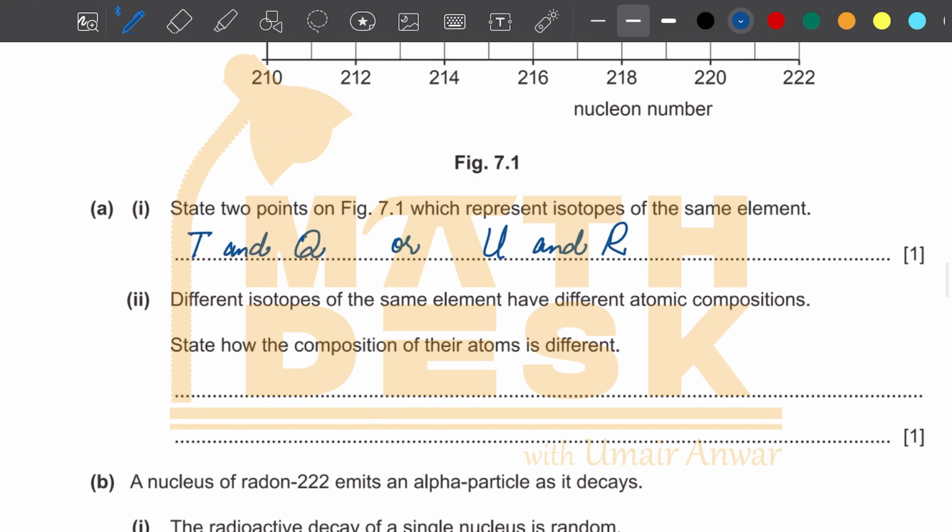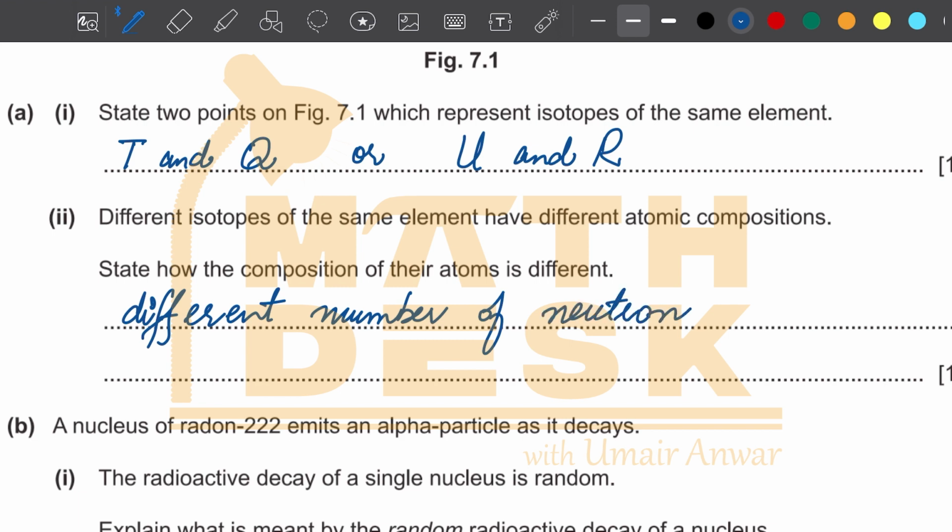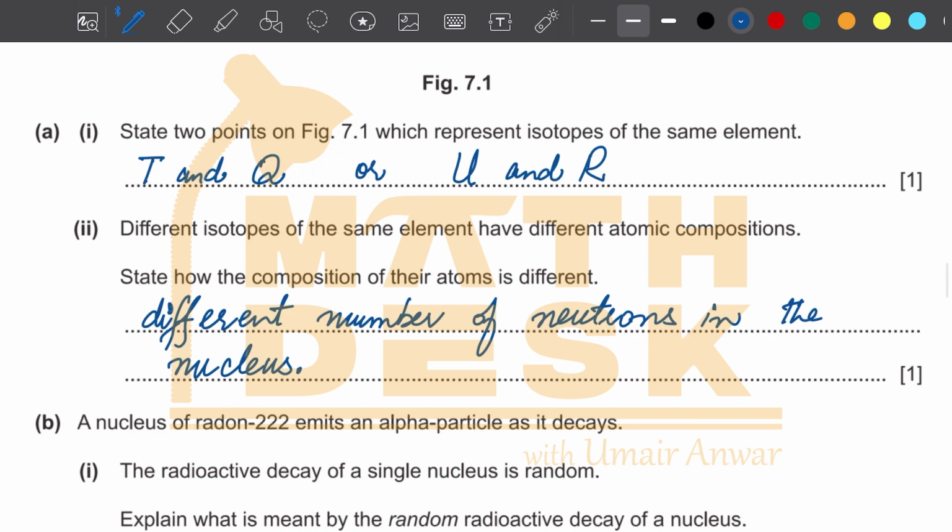The next part says different isotopes of the same element have different atomic compositions. State how the composition of their atoms is different. So the difference is they have a different number of neutrons in the nucleus. So this is the difference which is found in the isotopes.